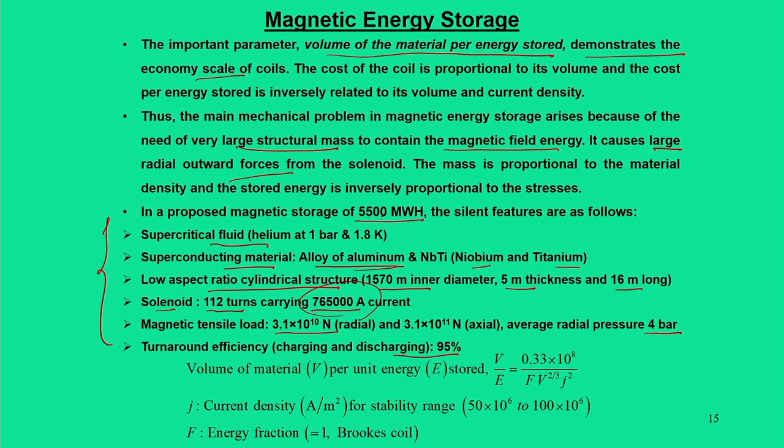So, hence the choice of magnetic storage decides the type of material. Now, when you choose this kind of material, we also have to make a judgment about what current density we are handling. And when we look at this current, we have to see that the stability range for the current should be within the acceptable limit.